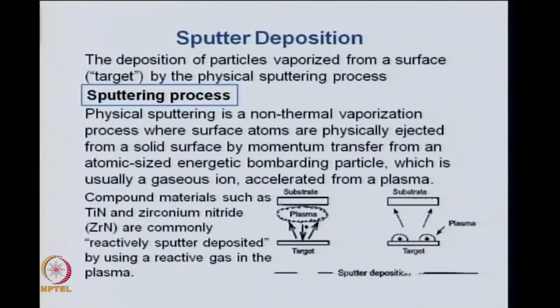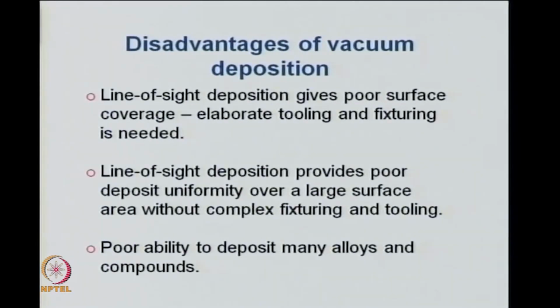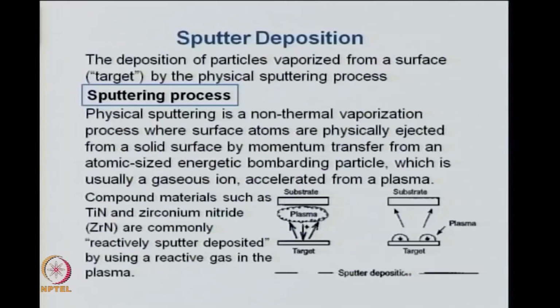So, with so many disadvantages, of course, one of the main advantages of vacuum deposition is that it is inexpensive and it can use a wide variety of materials, but we also saw that there are many disadvantages of the vacuum deposition technique. So, now let us look at another deposition technique, and this is sputter deposition.